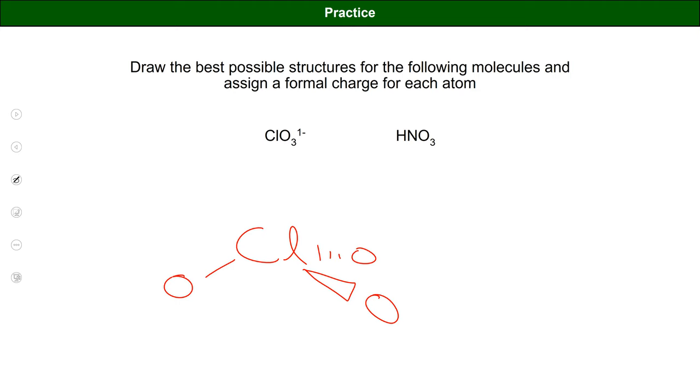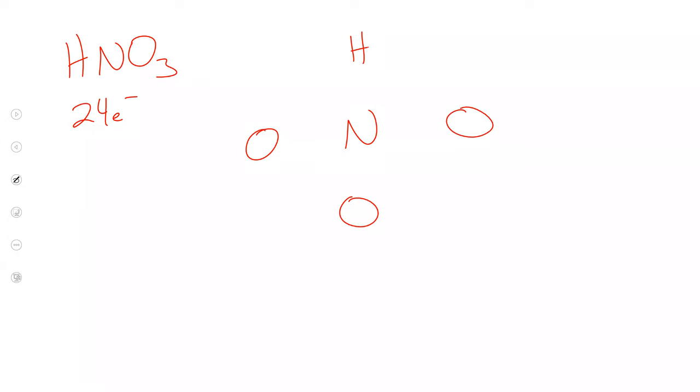All right, let's look at the next one, HNO3. How many valence electrons do we have to work with? So six from each of the oxygens. So 6 times 3 is 18, plus 5 from the nitrogen is 23, plus 1 from the hydrogen gives us 24 electrons to work with. What's going to go in the middle? Nitrogen is less electronegative than oxygen, and we can never put hydrogen in the middle. So then what do I do with the oxygens and the hydrogens? Spread them out around, right? So that used 8, so now we're down to 16 electrons left.